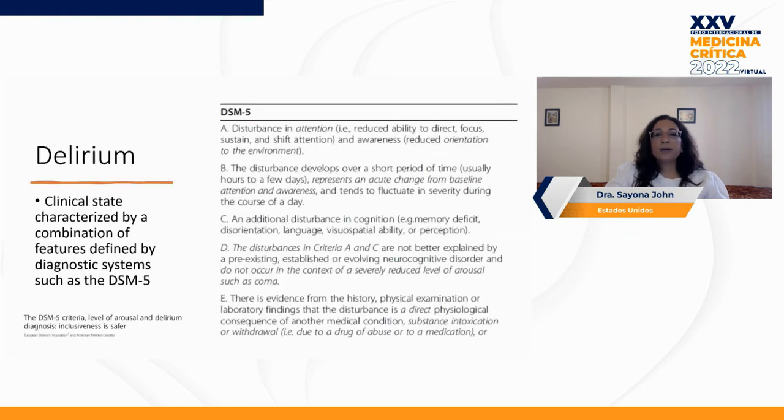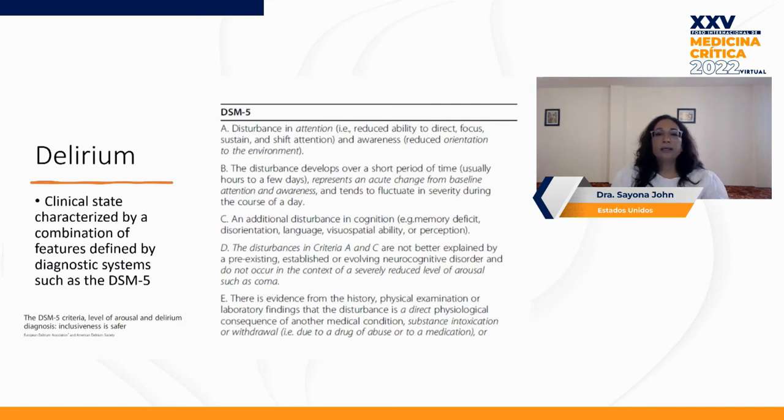So here's the DSM-5 criteria. You have to have a disturbance in attention, which develops over a short period of time and is an acute change from baseline attention and awareness. In addition, you get a disturbance in cognition. And these are not better explained by a pre-existing, established, or evolving neurocognitive disorder and does not occur in the context of a severely reduced level of arousal, such as coma.